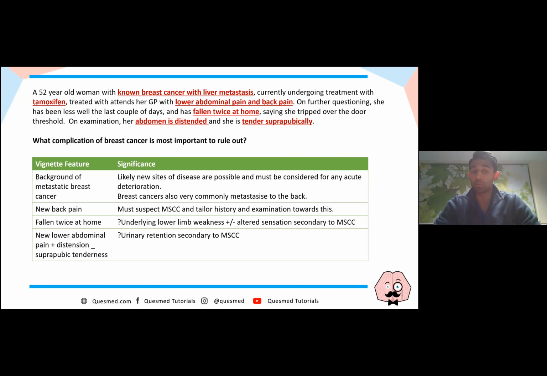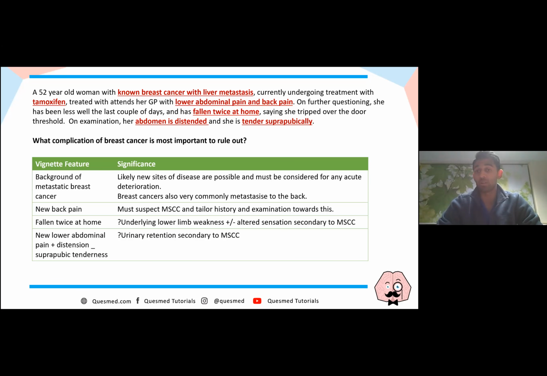The other thing she's presented with is falls. This is quite common in the history, where patients will not report subtle changes in lower limb strength, but they will fall or trip. This is an indication that maybe there's some underlying lower limb weakness or even altered sensation. If you can't feel the floor whilst you're walking, it is surprisingly easy to trip up. So this is an indication for you to do a detailed lower limb neurology exam. And then the final thing is she's presented with lower abdominal pain, visible distension on examination, and suprapubic tenderness, all of which point to urinary retention.